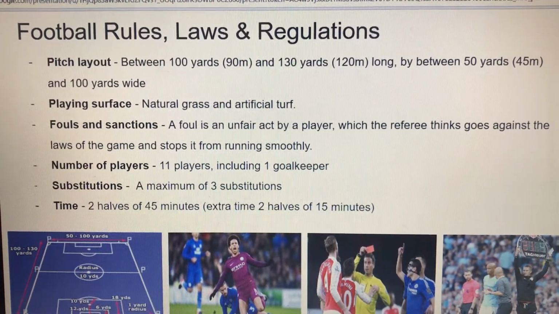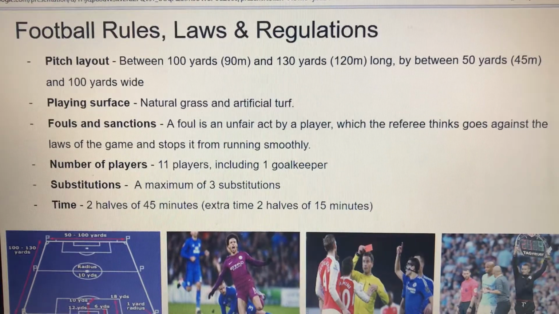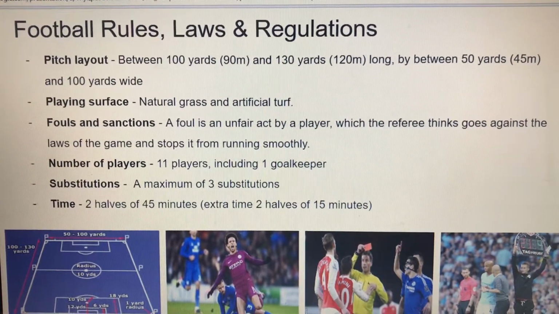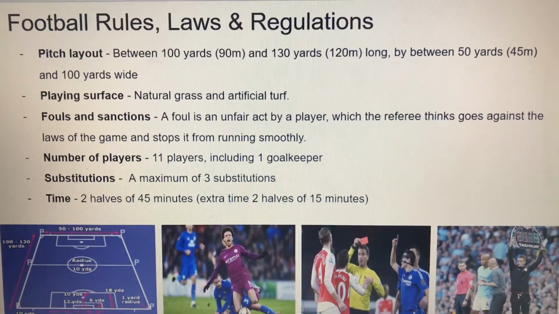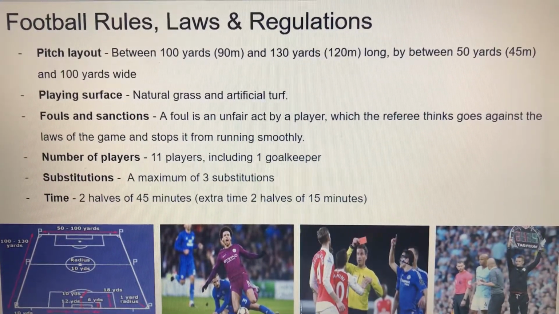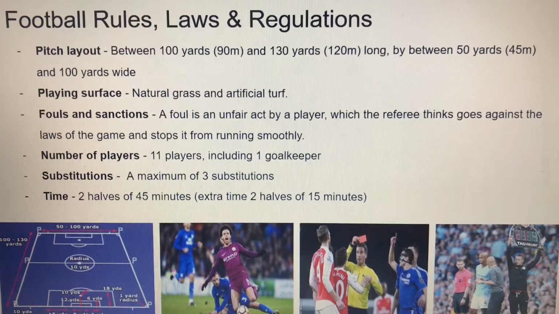Yellow and red cards may be used by the referee when players commit actions that go against the laws of the game. A yellow card is used to caution players, while a red card results in a player having to leave the field and it cannot return.